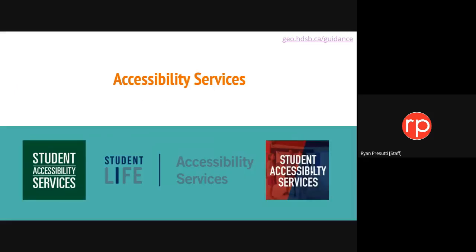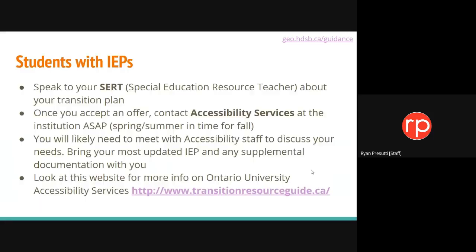For those students with IEPs, you'll want to register with Accessibility Services. First and foremost, you want to speak with your CERT, your special education resource teacher here at Georgetown, about what your transition plan actually is for attending post-secondary. Now, once you accept an offer from a college or from a university, you should contact the Accessibility Services office on your own, and do that as quickly as you can.